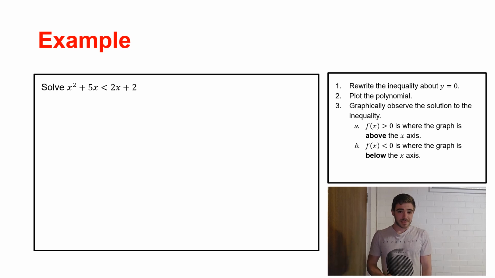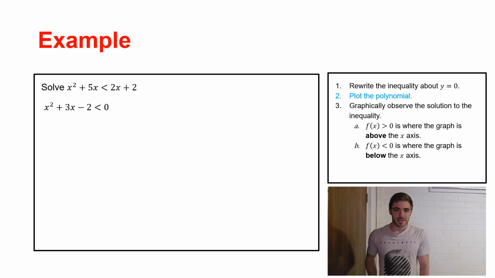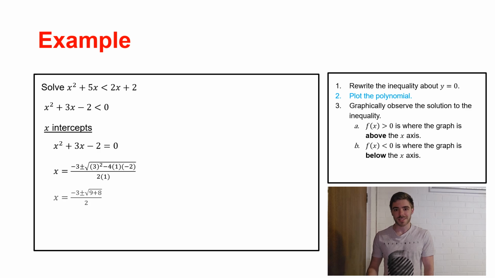The first step is to get all the terms of your equation onto the same side, and in this case we're left with a quadratic that is less than 0. The next step is to sketch that polynomial. Our polynomial is a quadratic, and this one in particular doesn't have any easy to find x-intercepts, so we're just going to rely on the quadratic formula to find those x-intercepts.